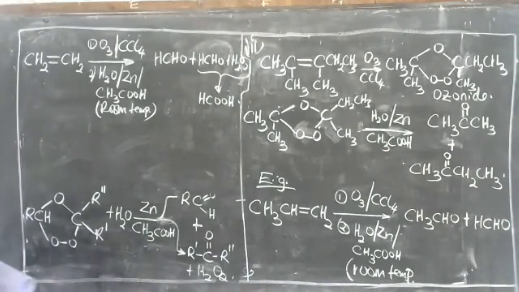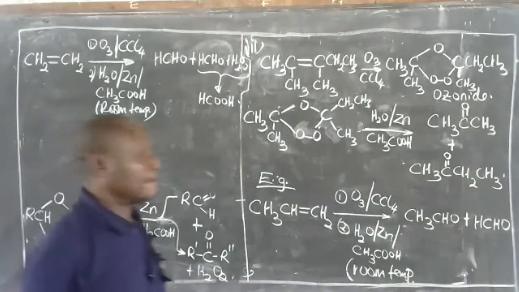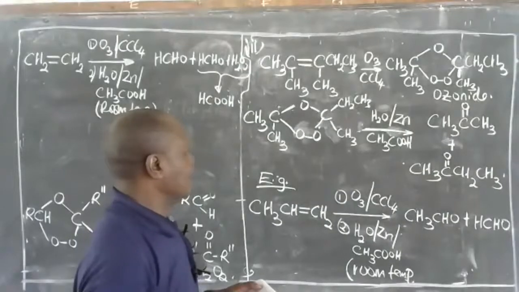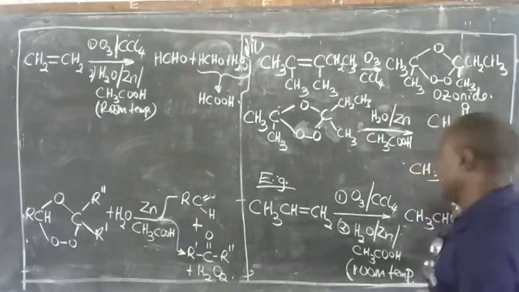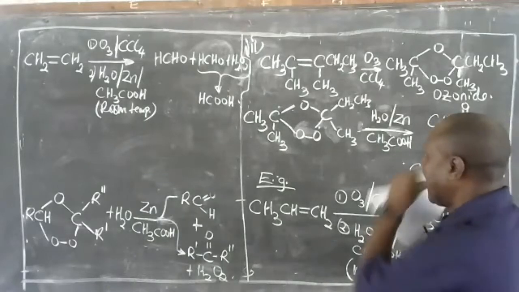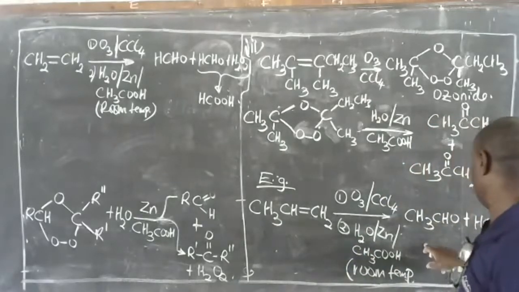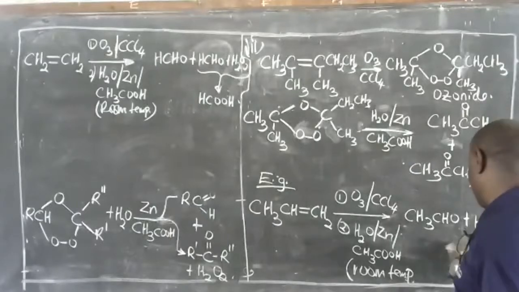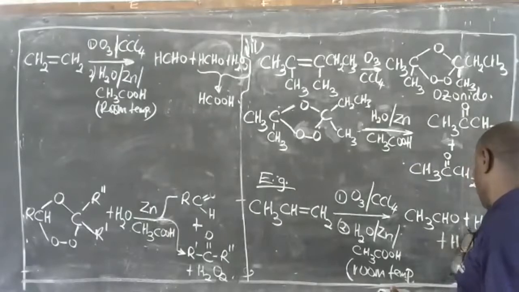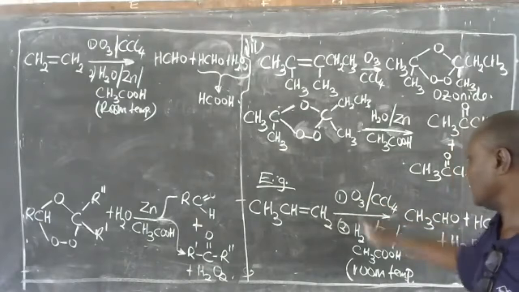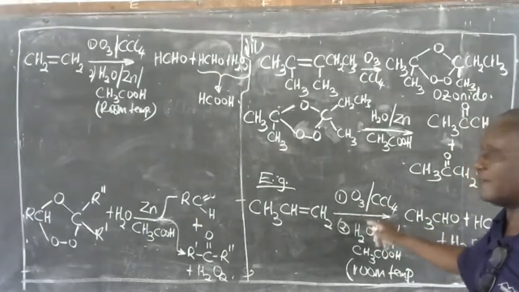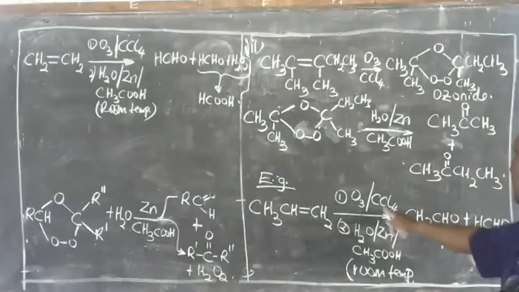Teacher, the first equation, we don't have the hydrogen peroxide. Where? The first example you have given. This one. After the first one, we don't have hydrogen peroxide. It's supposed to be there. Plus hydrogen peroxide. All of them have hydrogen peroxide as one of the byproducts. Because you're adding what? Ozone plus what? There is ozone and then water. After hydrolysis, the water will give us hydrogen peroxide.